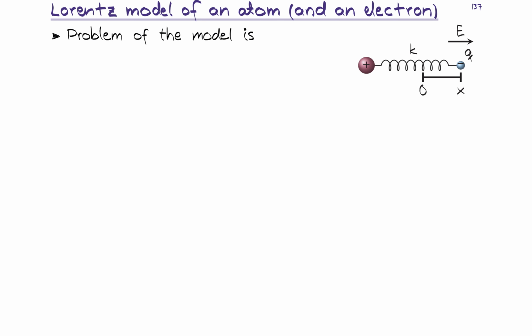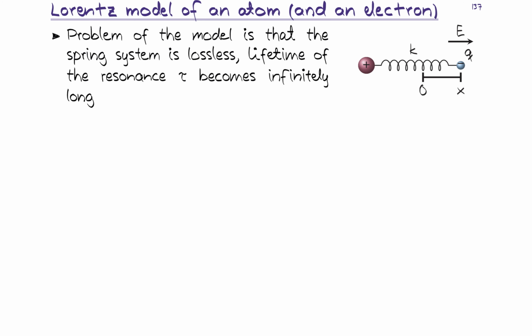The problem of the model is that the spring system we have come up with is essentially a lossless spring system. This has many physical implications, but one point of view we can take is that the lifetime of the resonance, the tau, becomes infinitely long. Once we have put the electron into motion, it oscillates for infinitely long.